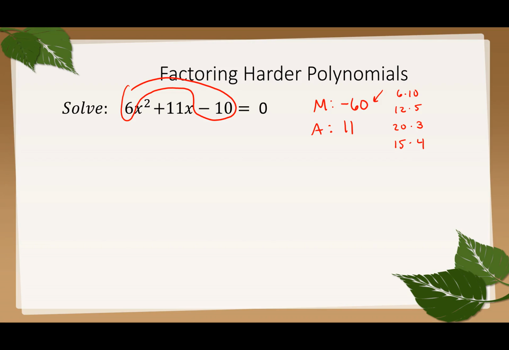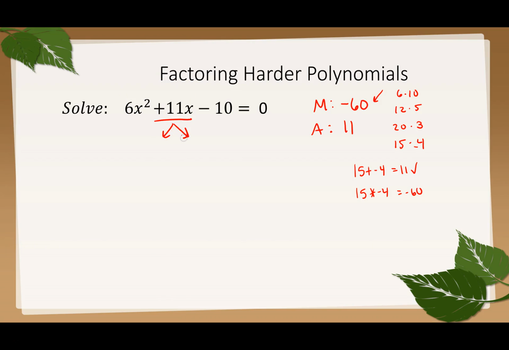And the reason why I knew right away is because I can make an 11 out of a 15 and 4. But the question is, which one's going to be negative? Well, it's going to have to be the negative 4, because 15 plus a negative 4 is the 11 that you want, and then 15 times a negative 4 does give you that negative 60. All right, so we are going to take this inner term right here, and we're going to split it up.